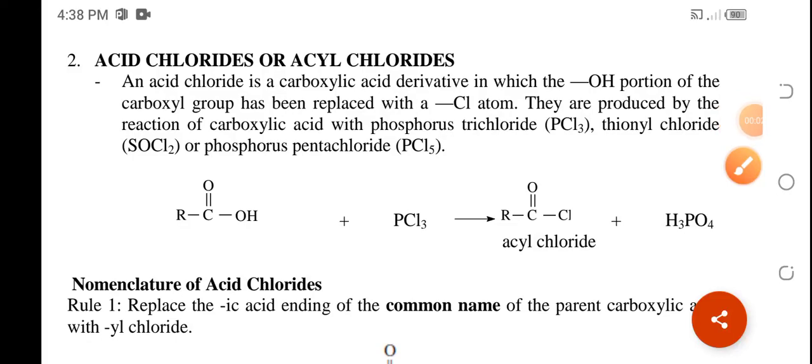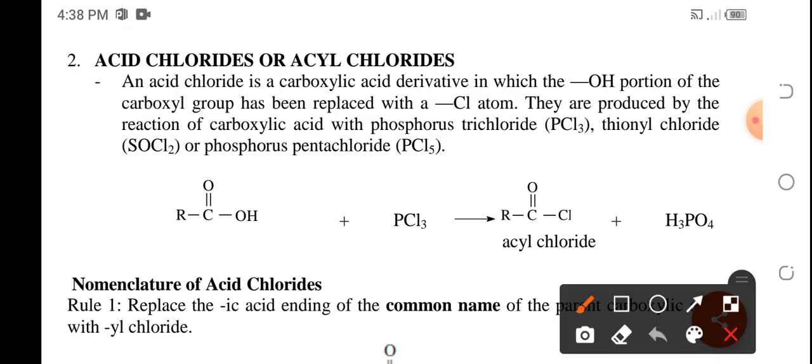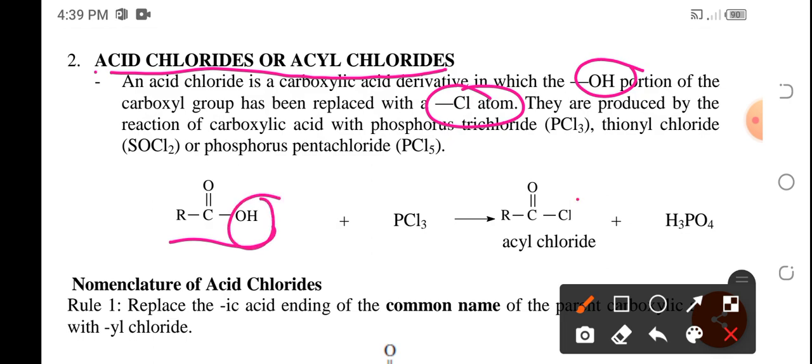Okay, the second derivative of carboxylic acid is acid chloride, also known as acyl chloride. This derivative of carboxylic acid has a chlorine atom instead of the hydroxyl group in the carboxylic acid. So this is the carboxylic acid. The hydroxyl group is now replaced with a chlorine atom.